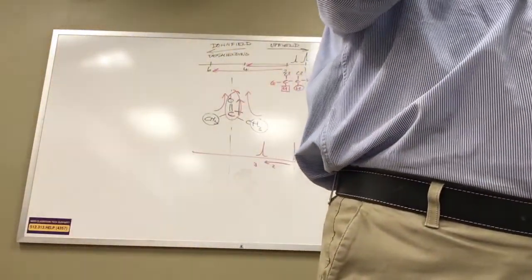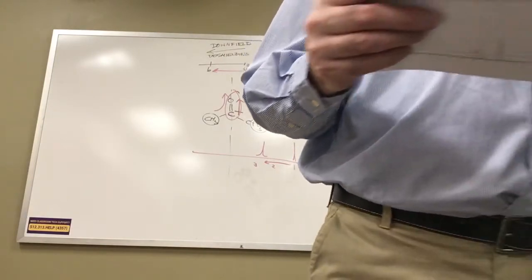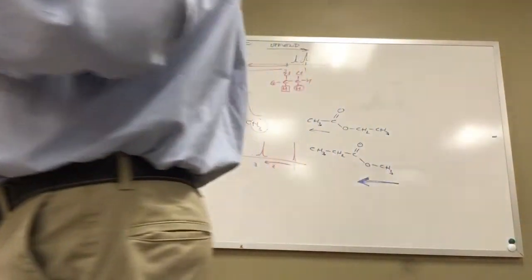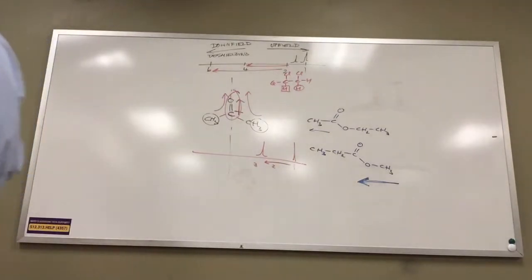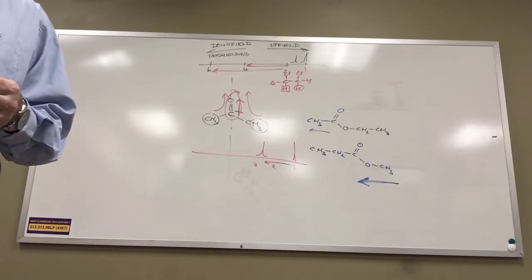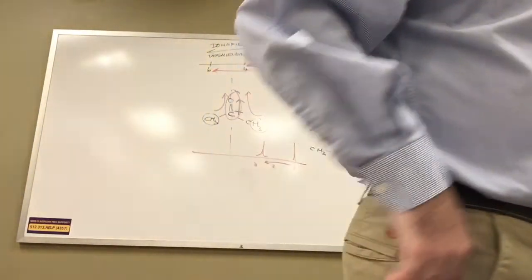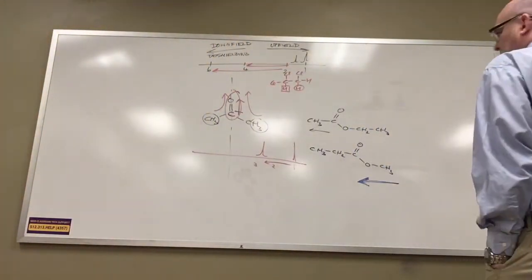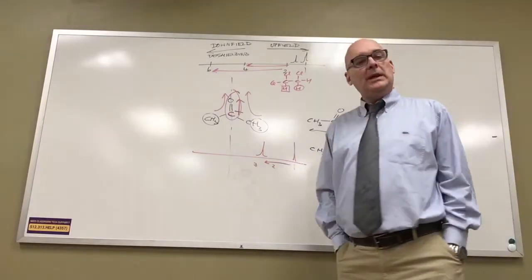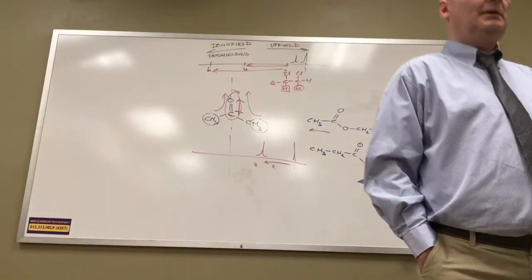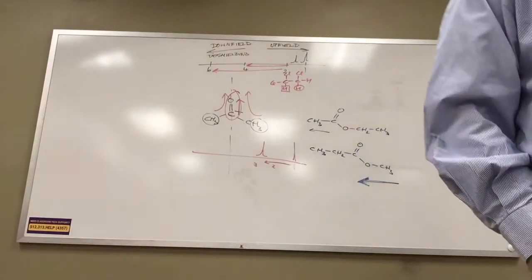Okay, let's do something a bit more taxing. Let's look at question number 4. Take your pick. If you see signals at 7 ppm, chemical shift of 7, that's an aromatic ring.